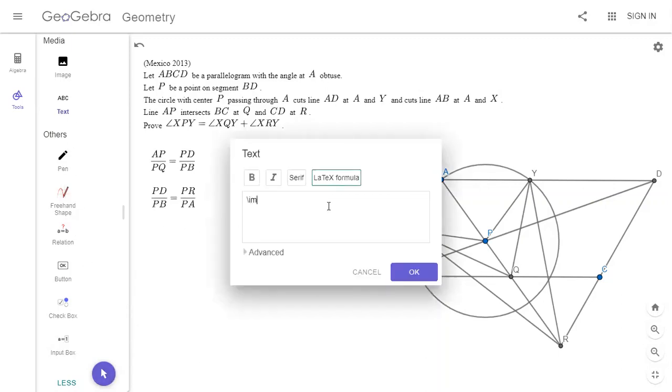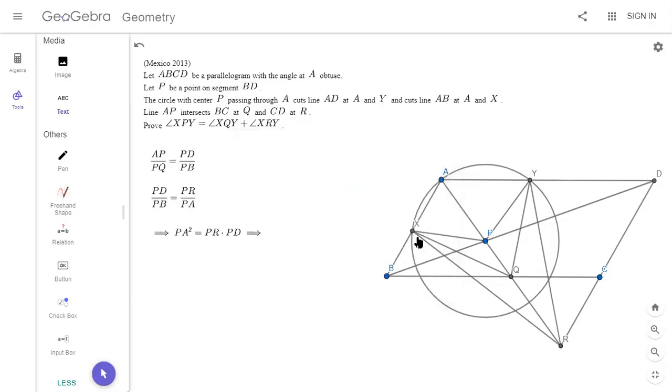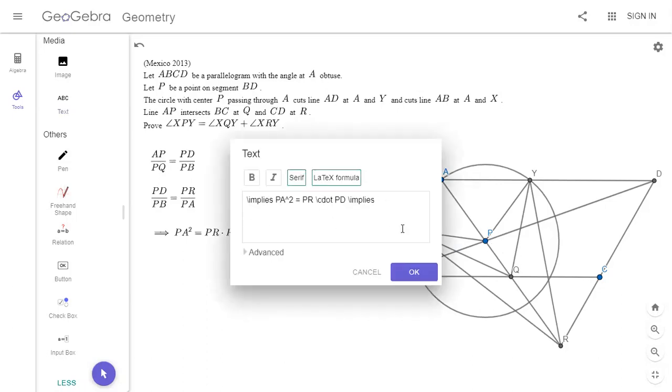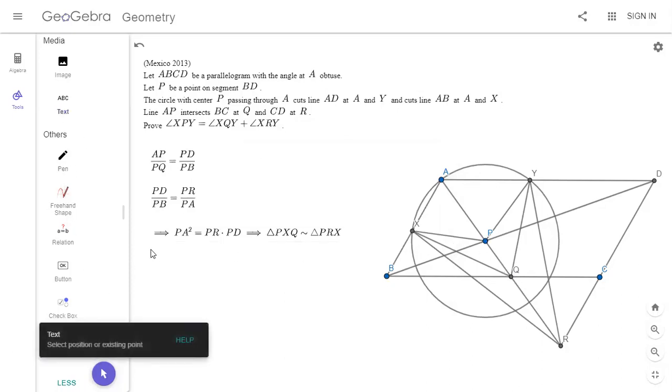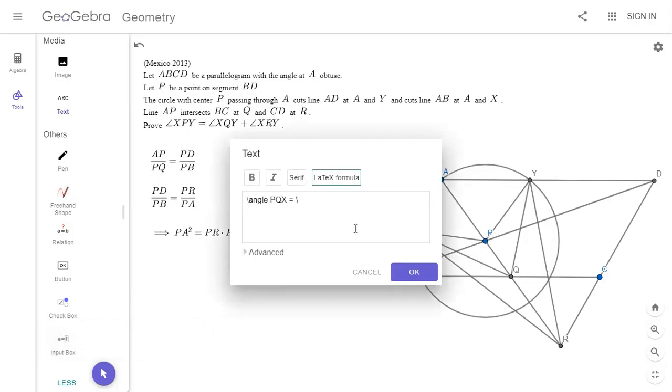Okay. And that means that triangle PXQ is similar to PRX. And then that means that angle PQX is equal to angle PXR. And then similarly, angle PQY is equal to angle PYR.